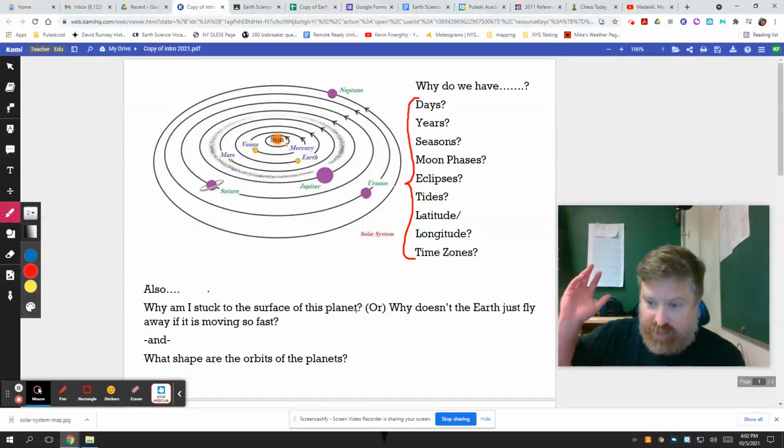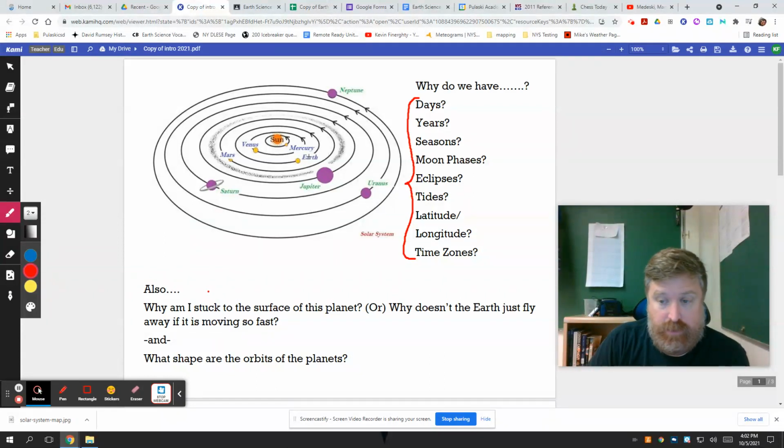On top of all that, why am I stuck on the surface of this planet? Why can't I, when I jump, I just keep on going? In the same vein, why doesn't the Earth just fly away if it's moving so fast? This thing's hauling. We're going to figure out exactly how fast, matter of fact, it's hauling. Why doesn't it just go flinging away? I bet you know the answer to that one already.